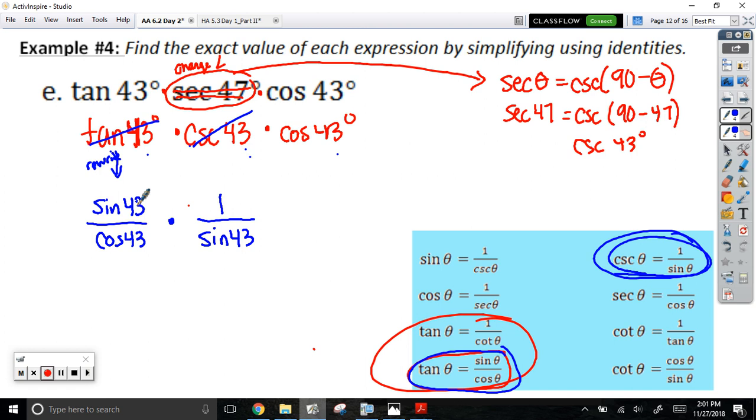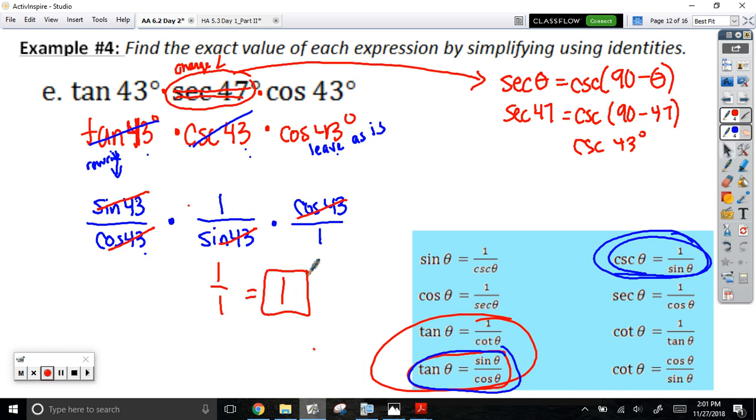Now looking ahead, we have cosine of 43. If you notice, we have a cosine of 43 already. So I'm going to leave this one alone and just bring it straight down. Cosine of 43, and I'll put that over a 1. And then we know that the inverse of multiplication is division. So we're able to undo multiplication with division and multiplication with division. So we end up with 1 over 1, which gets us an answer of just 1.